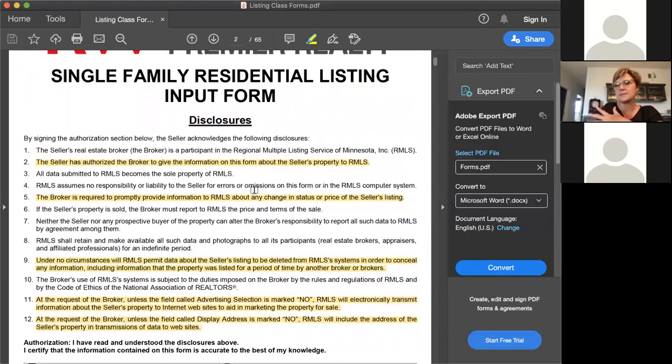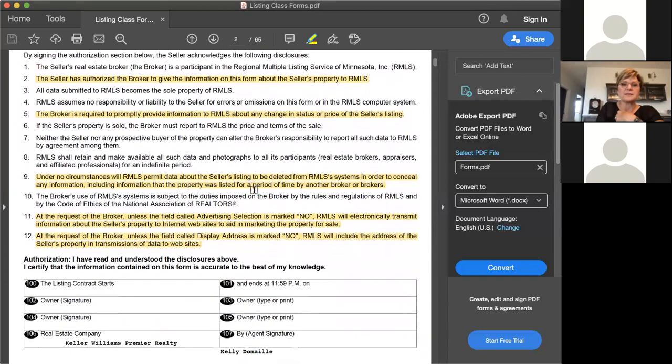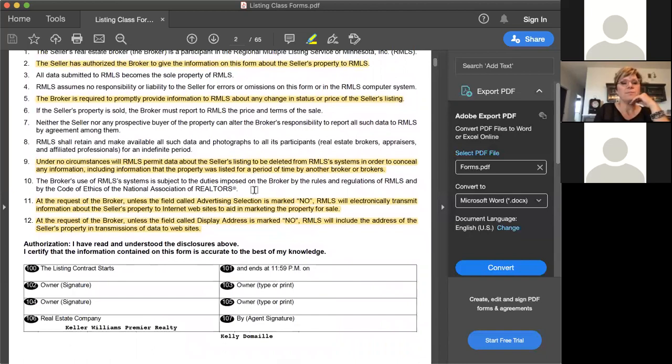Because we sometimes forget to have the sellers sign that. This disclosure page, I've highlighted a bunch of information that I want you to know, because this is what you should be explaining to them: by signing this, you're authorizing our brokerage to give the information to the MLS. The broker is required to promptly provide information to the MLS about any change in status or price to your listing once it's listed. An important one is, under no circumstances can we delete information from the MLS on a listed property in order to conceal any information.